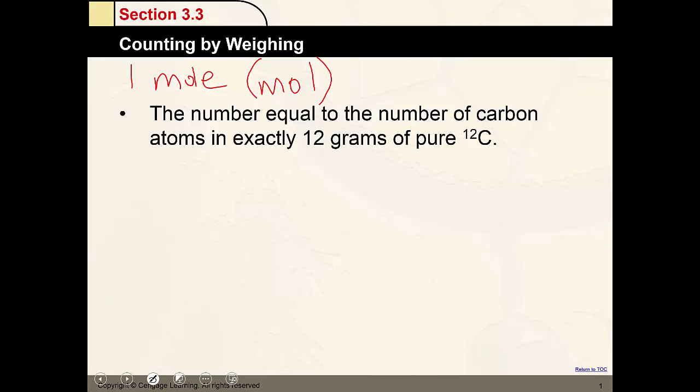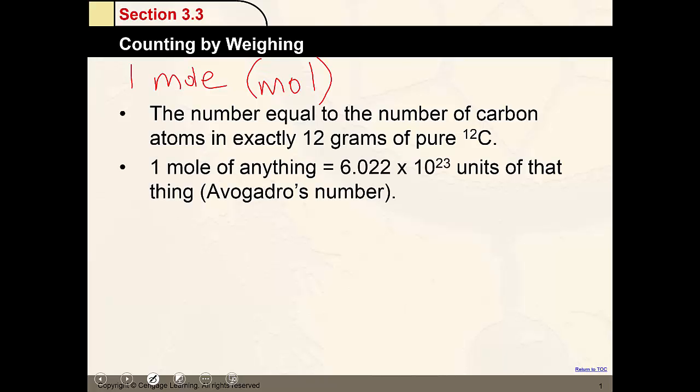So the mole is what we use to count atoms in chemistry, and it's also the number equal to the number of carbon atoms in exactly 12 grams of pure carbon-12. So remember, carbon-12 is what we use to define the atomic mass unit. And remember, carbon-12 weighs exactly 12 atomic mass units, and then the mass of every other atom after that is based on that.